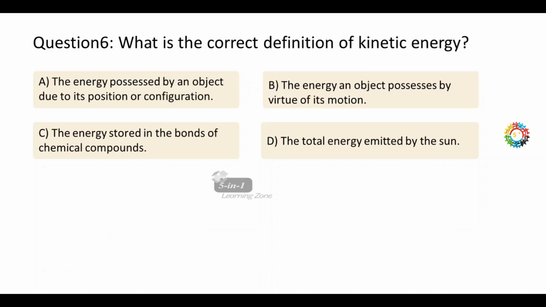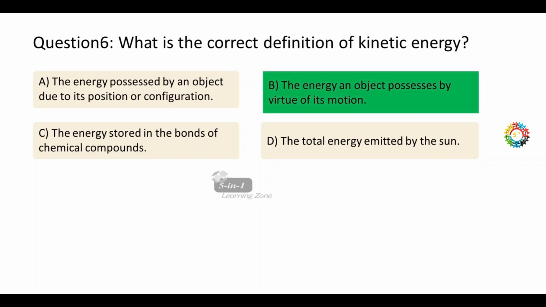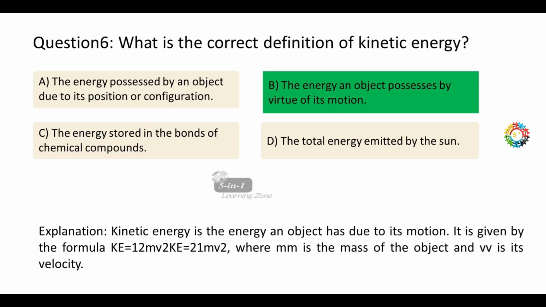Question 6. What is the correct definition of kinetic energy? Answer. B. The energy an object possesses by virtue of its motion. Explanation. Kinetic energy is the energy an object has due to its motion. It is given by the formula KE equals 1/2 mv squared, where m is the mass of the object and v is its velocity.